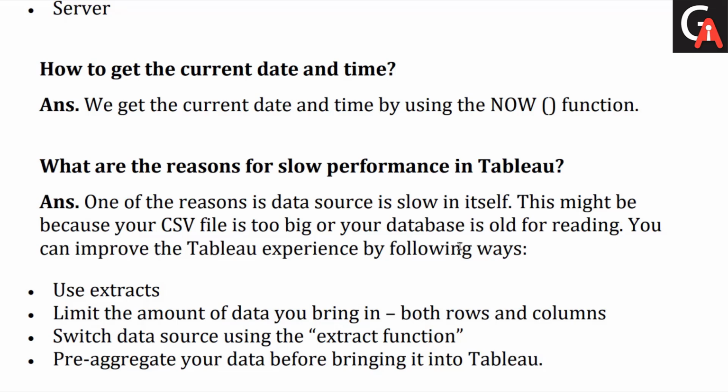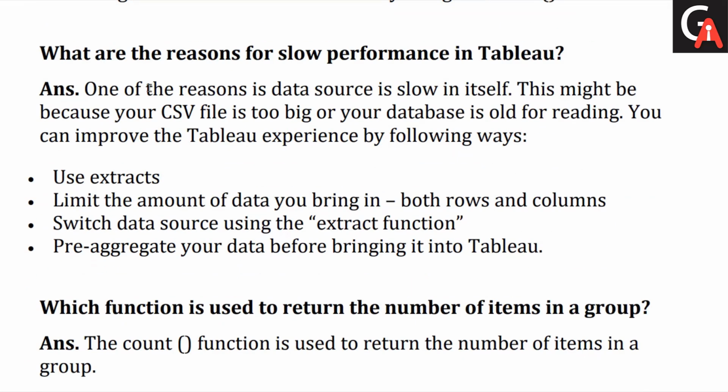Next question we have for the day, how to get the current date and time. In order to get the current date and time, we have a function called NOW. We can utilize this function to get the current date and time. A date and time field consists of a date part and a time part. The date part consists of the year, month and day, and the time part consists of the hour, minute and second. The NOW function fetches us the date time part, which is also called a timestamp. Clear?